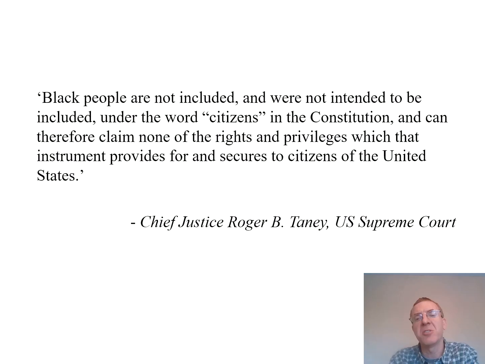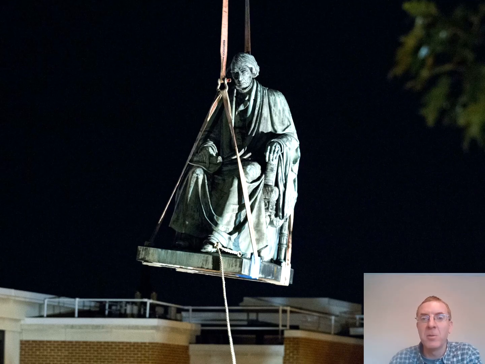Now, this is what Taney said, what he read aloud in the court. Black people are not included, and were not intended to be included, under the word citizens in the Constitution, and can therefore claim none of the rights and privileges which that instrument provides for and secures to citizens of the United States. So I think it goes without saying why this is viewed by historians today, and most American people today, as the most controversial and worst decision the Supreme Court has ever reached. And that is why, a few years ago, the two statues of Roger B. Taney, which were in the state of Maryland, were both pulled up. And with that, he is no longer viewed as a hero in the state of Maryland, nor anywhere in the United States.